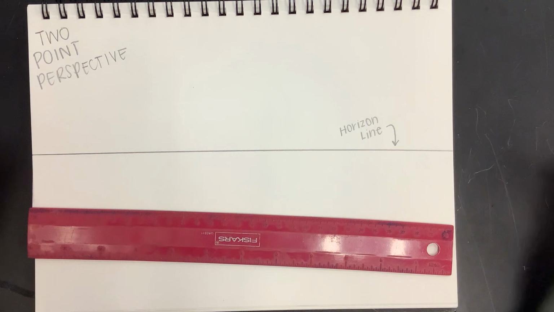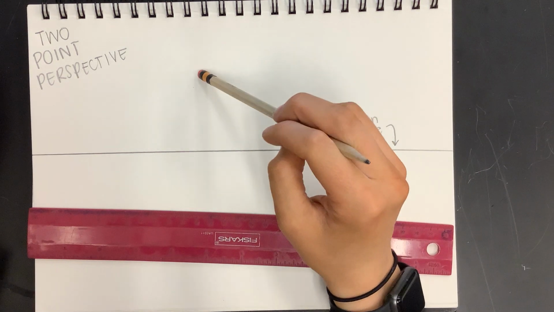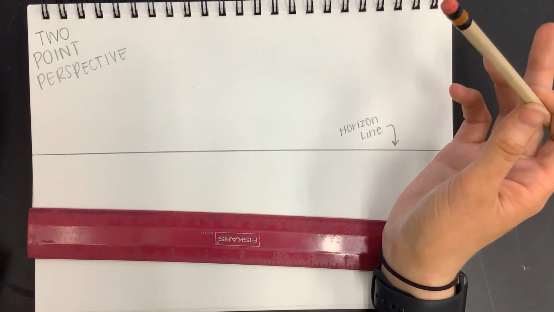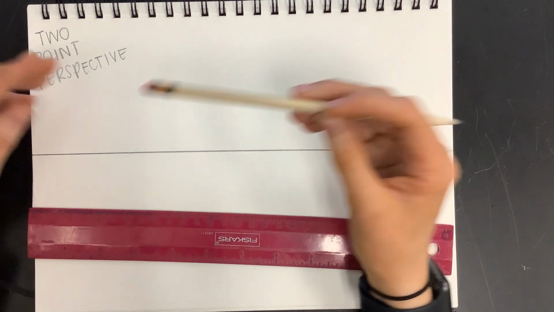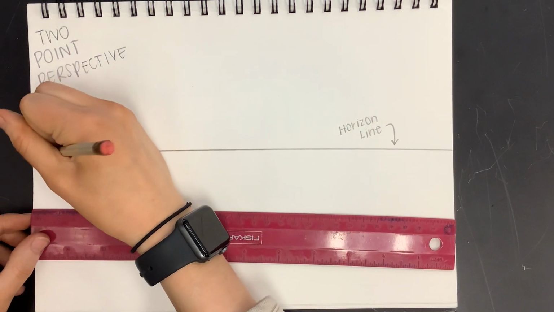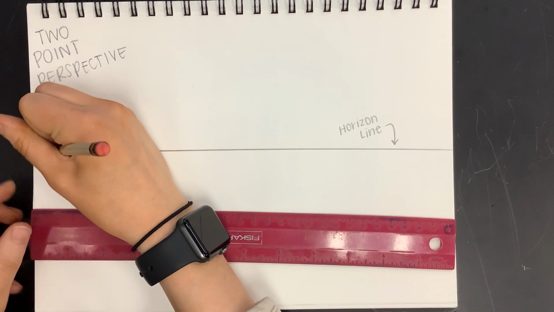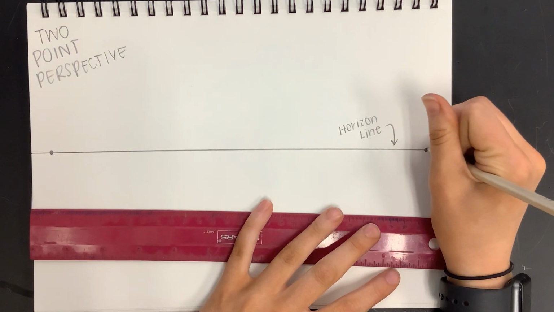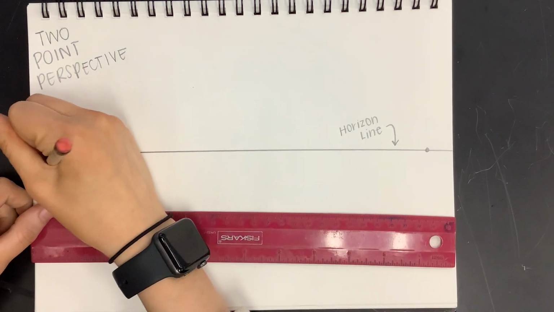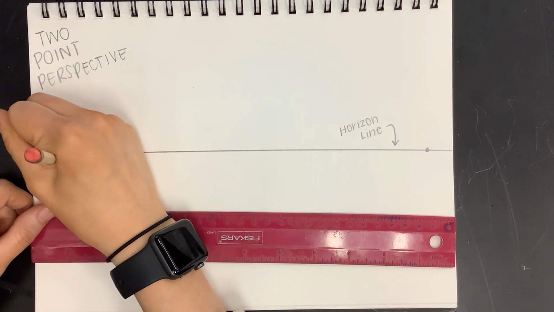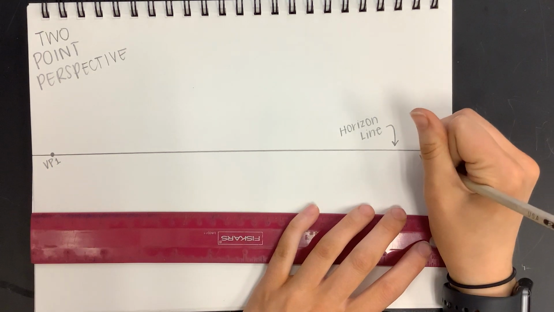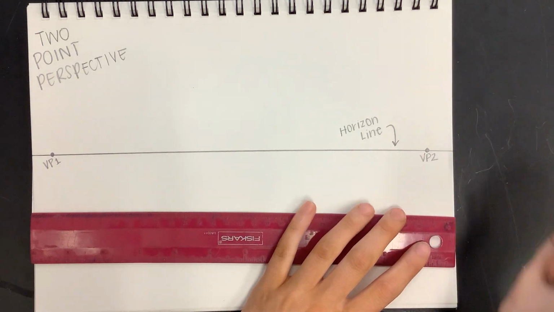Okay, so the difference with 2-point perspective from 1-point perspective is right in the name. Does anyone want to tell me what they think it is? Yes, Cambry? 2 and 1. 2, yes. So this one we have 2 points instead of just 1. So we're going to write them on both sides of our horizon line. So we'll put one on the left and one on the right over here. So we have our 2 vanishing points. We're going to label them. There's vanishing point 1, which will be the one on the left. So write VP1, and then vanishing point 2, VP2 is the one on the right.